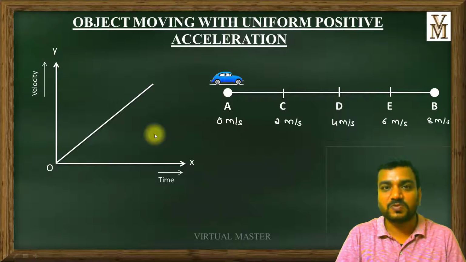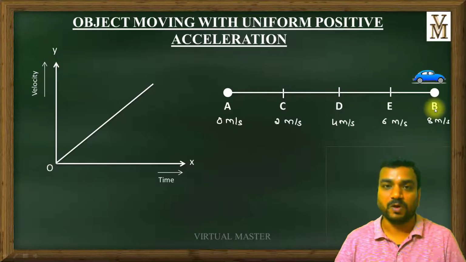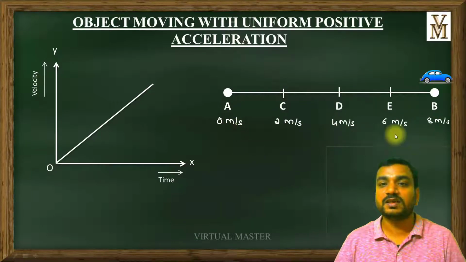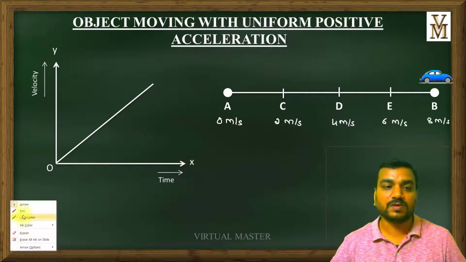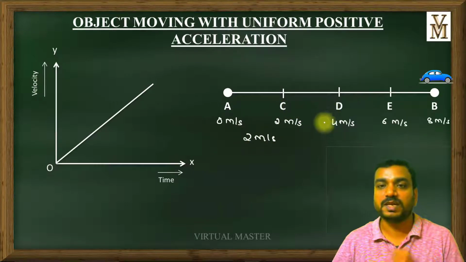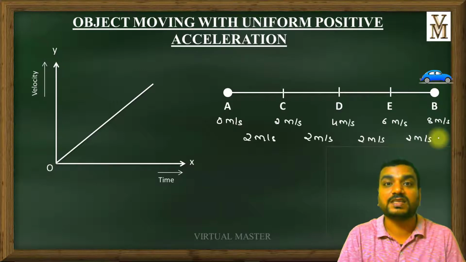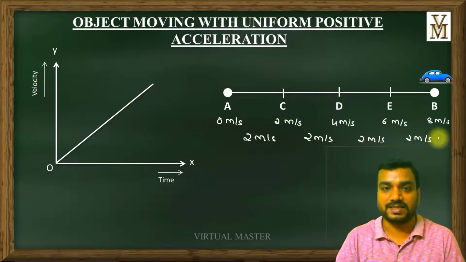Let us consider a car is moving from point A to point B. As you can see here, the car is moving from point A to point B with increasing velocity, and the change in the velocity between 2 points is constant here. The change in the velocity between point A and point C is 2 meter per second. Similarly, the change in the velocity between point C and point D is also 2 meter per second, between point D and point E is 2 meter per second, and between point E and point B is 2 meter per second. Now in this case we can say that the car is moving with uniform positive acceleration.